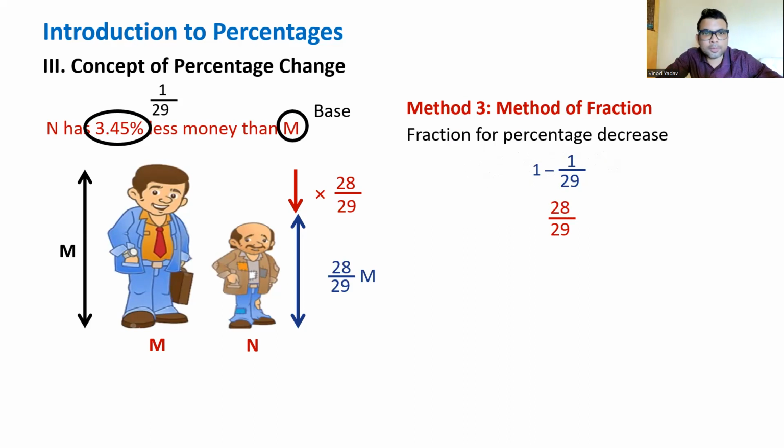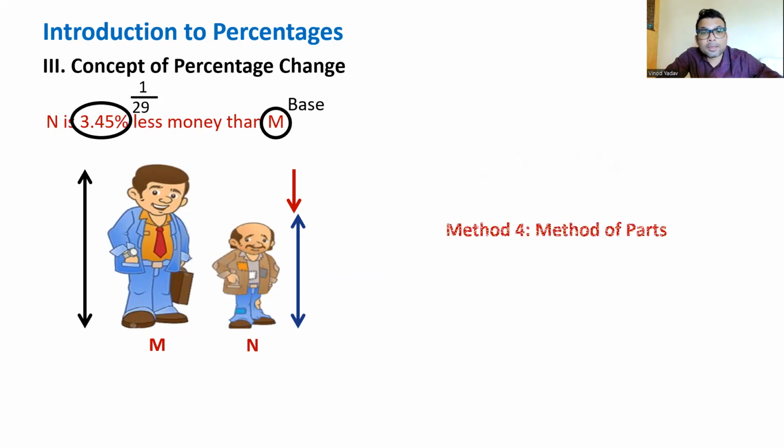All right. Method of parts, simple. If M has 29 parts of money, N has 1 part less. So N has 28 parts. All right. Cool. Got it.